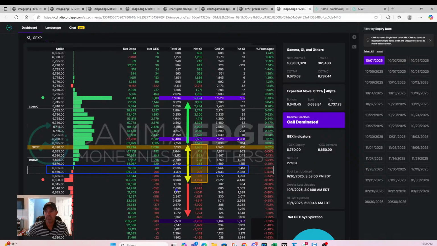6,650 is going to be that downside area. That's going to be the first strike that's important. Bottom of DS is around there. So for below DS, could anticipate some more weakness moving to the downside towards 6,600.